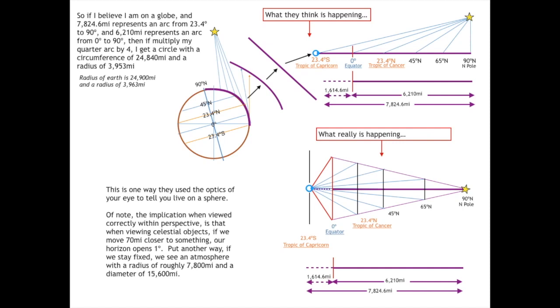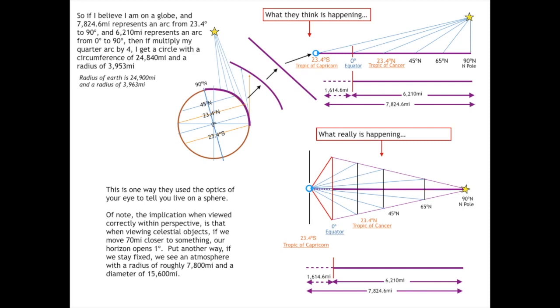So if I believe I'm on a globe and 7,824.6 miles represents an arc length from 23.4 degrees to 90 degrees, and 6,210 represents an arc from 0 to 90, then if I multiply my quarter arc of 0 to 90 by 4, I get a circle with a circumference of 24,840 miles and a radius of 3,953 miles. Keep in mind the radius of Earth is 3,963 miles.